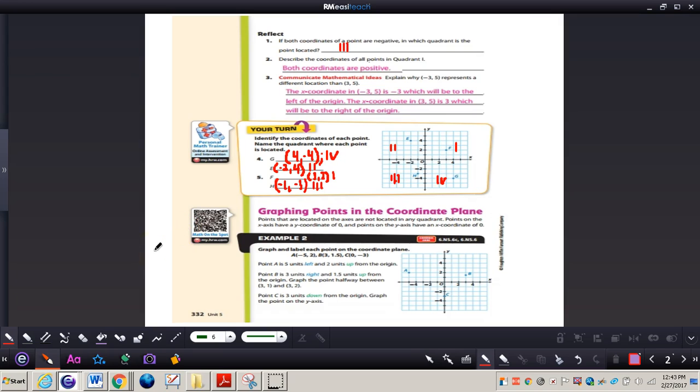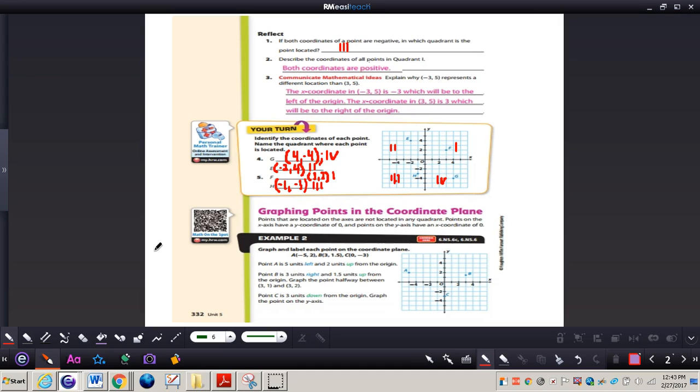Now let's continue to take a look at graphing points in the coordinate plane. Now we've looked at where both numbers in the ordered pair have some type of value. Now let's take a look at points that are located on the axis, not located in any quadrant. Points on the x-axis have a y-coordinate of 0, and points on the y-axis have an x-coordinate of 0. So let's take a look at this.